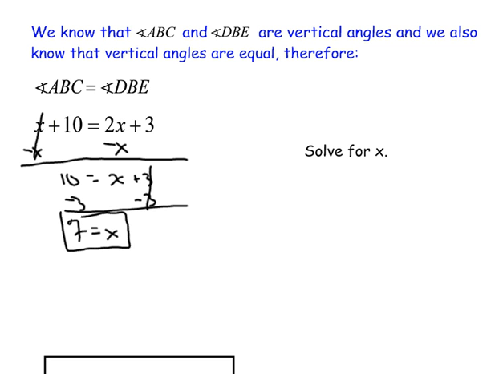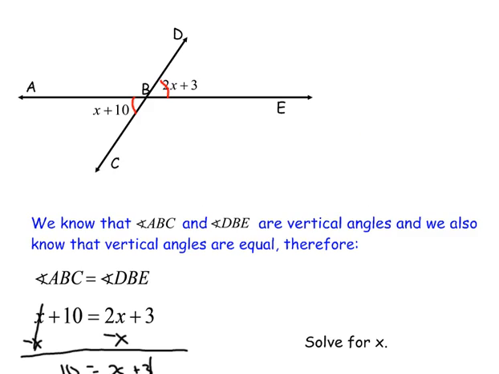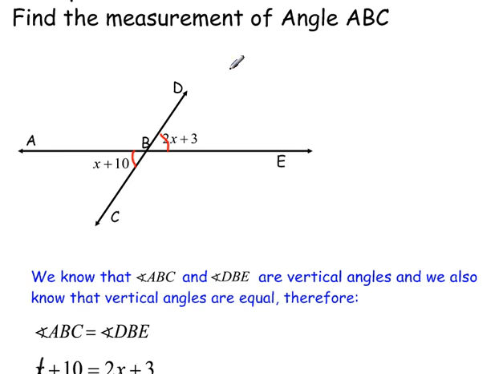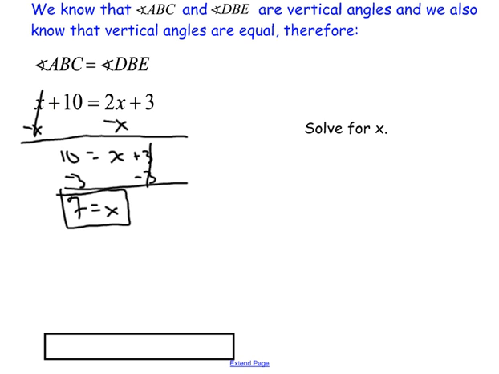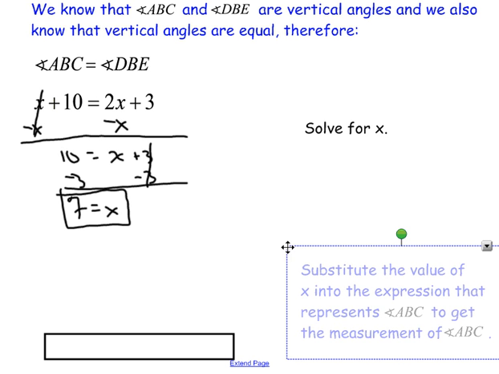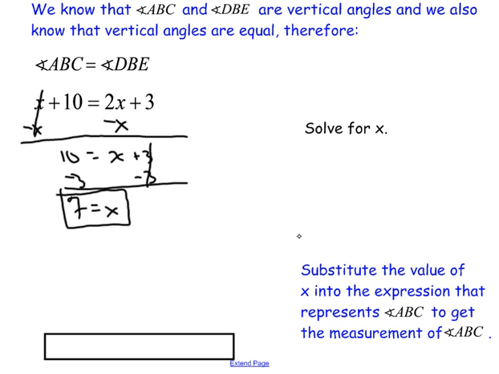Now, we're still not finished because it says to find the measurement of angle ABC. So we still didn't find the measurement. We only found the value of x. So for us to find the actual angle measurement, we have to substitute the value of x into the expression that represents angle ABC to get the measurement of angle ABC.